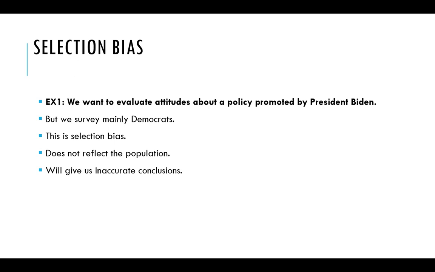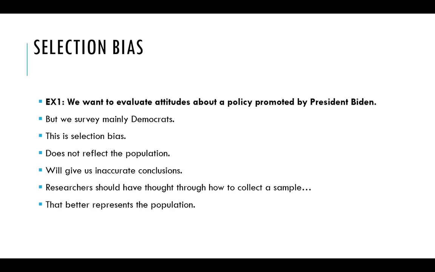When we say things like our survey results show that 75% of survey respondents support this move to eliminate student debt, well, that's going to be an inaccurate conclusion because it was based on a survey that generated a sample that involved selection bias. So researchers need to have thought through how to collect a sample. When you're collecting samples, you need to give thought to what to do. You want to make sure that you are representing the population. In this case, this would be a very bad study.